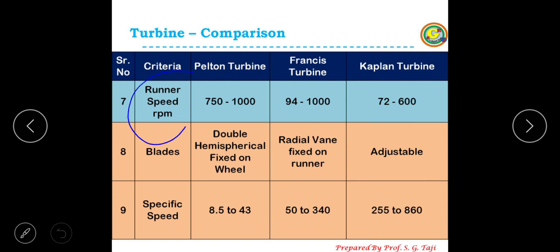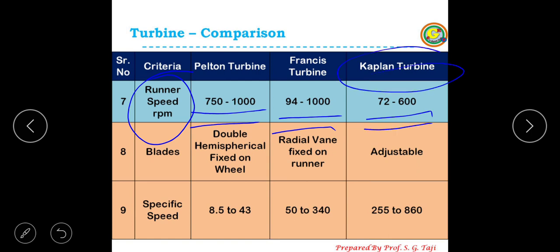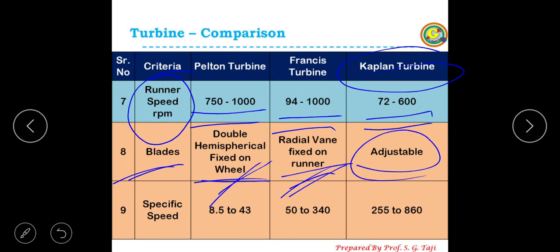Seventh criteria: runner speed in RPM. 750 to 1000 in case of Pelton wheel, 94 to 1000 in case of Francis, 70 to 600 only in case of Kaplan. Blades, with respect to blade criteria: double hemispherical buckets fixed on wheel. You have seen, just like two bowls. Radial vanes fixed on runner in Francis. The Pelton buckets are fixed on wheel. The Francis vanes are fixed on runner. The Kaplan blades are adjustable. However we want, we can adjust them. That is the difference, comparison among these three turbines.